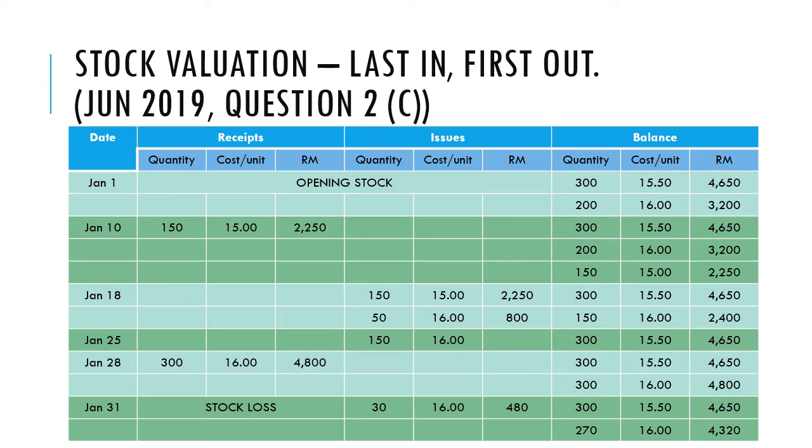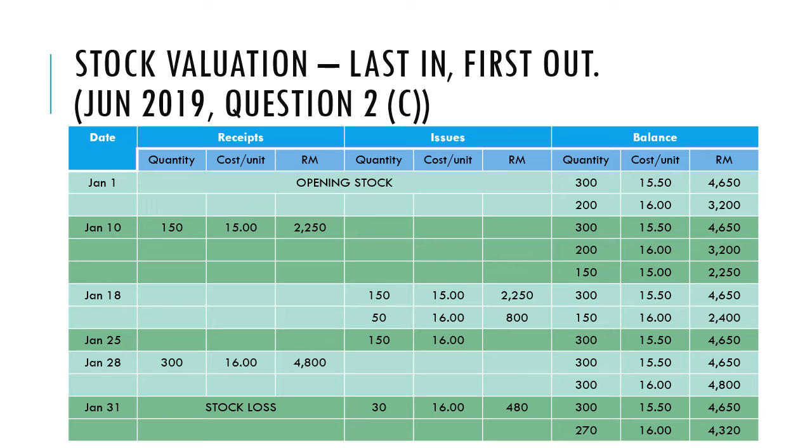So before you can start answering, please make sure the format for your store ledger card is complete and correct. Please make sure you have the column for date, column for receipts, column for the issues, and column for the balance. Receipt here refers to whenever the storekeeper made a purchase. Issue is referring to whenever the storekeeper takes out stock from their store to give out to the production departments. And under each of the columns, please make sure you have separated the column further into 3 more columns, which are the quantity, cost per unit, and ringgit.